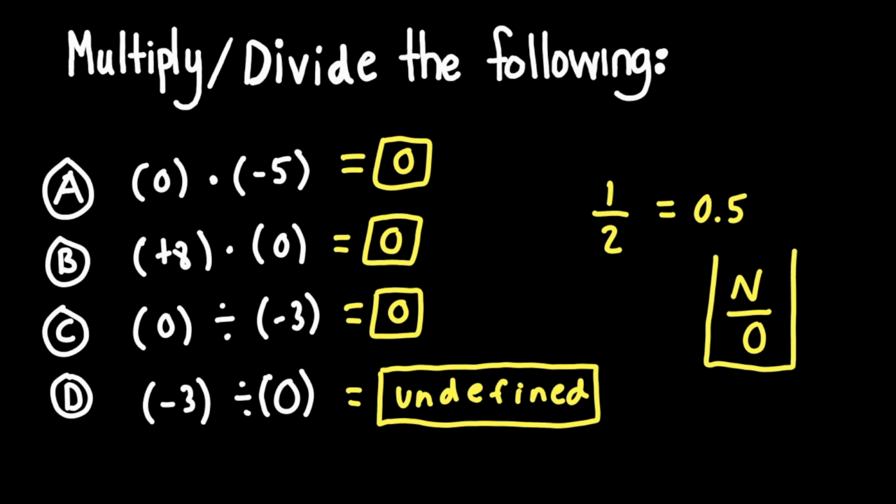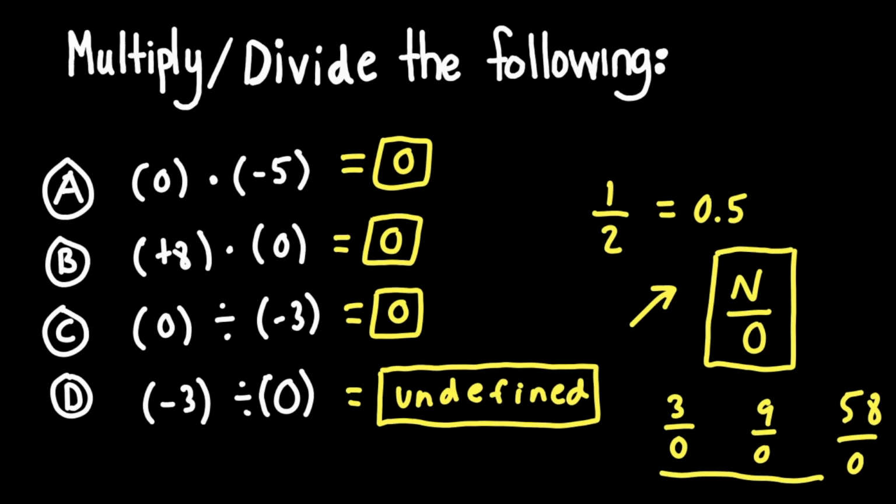If you're ever confused about whether 0 divided by a number is going to equal undefined, or a number divided by 0 is going to equal undefined, think about it in terms of no. That way you'll realize that any number that you have divided by 0 will always equal undefined. So some examples are 3 over 0 is undefined, 9 over 0 is undefined, and say 58 over 0. All of these are going to equal undefined.